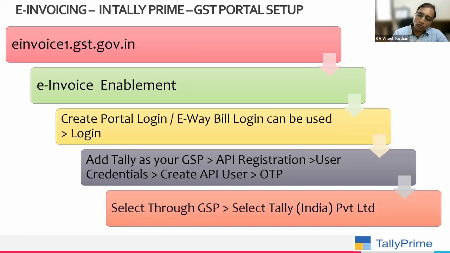For this, you have to log into the portal. There you will have your API registration. In the API registration, you have the user credentials. In the user credentials, you have to create an API user. One OTP will be sent. Then you have to select Tally as your GSP, and then you accept it and create an API user ID and password. Sorry, not UPI, nowadays UPI is very common, so I got this word. The API user ID and password you created, this password should be used for the purpose of integrating with Tally.